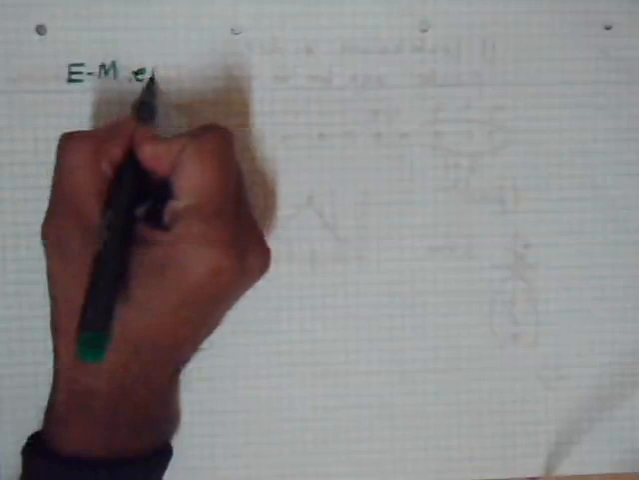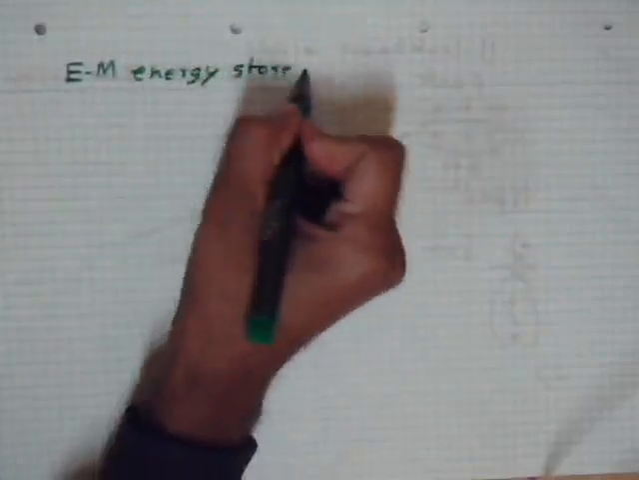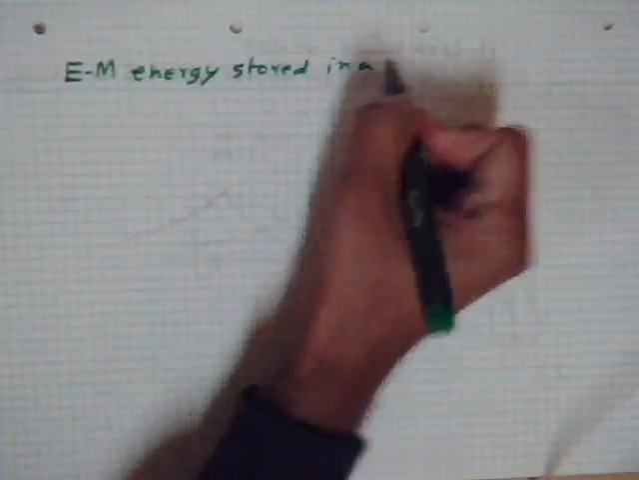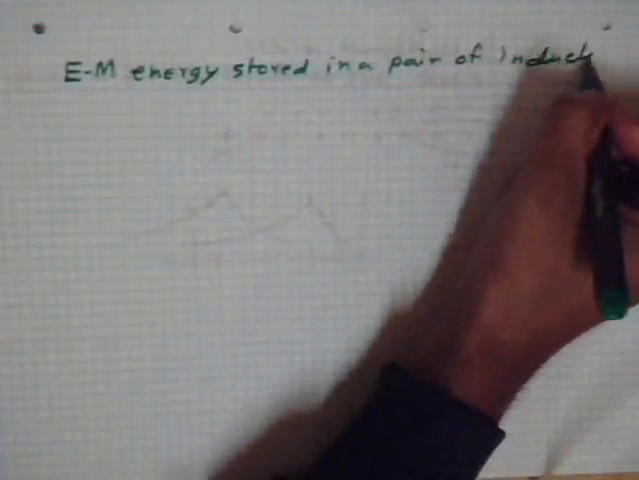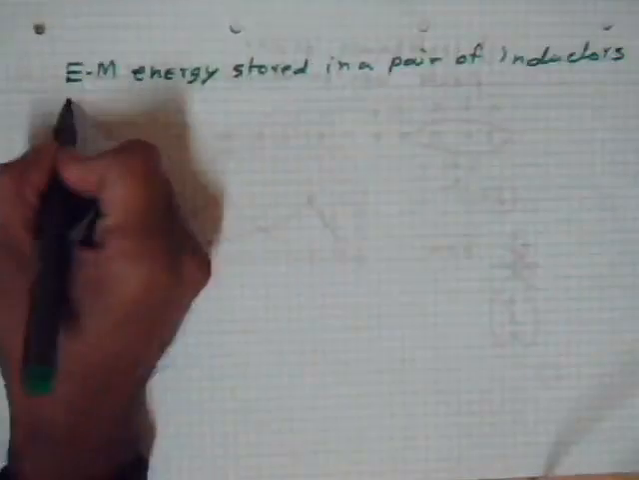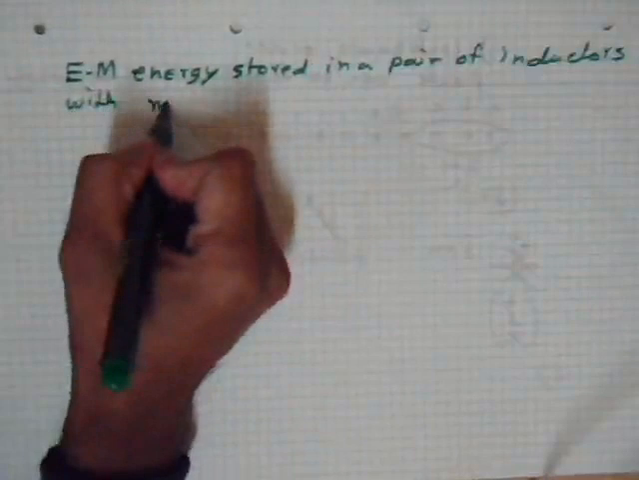So in this video we are again going to derive electromagnetic energy. So, the electromagnetic energy stored in a pair of inductors with mutual coupling.